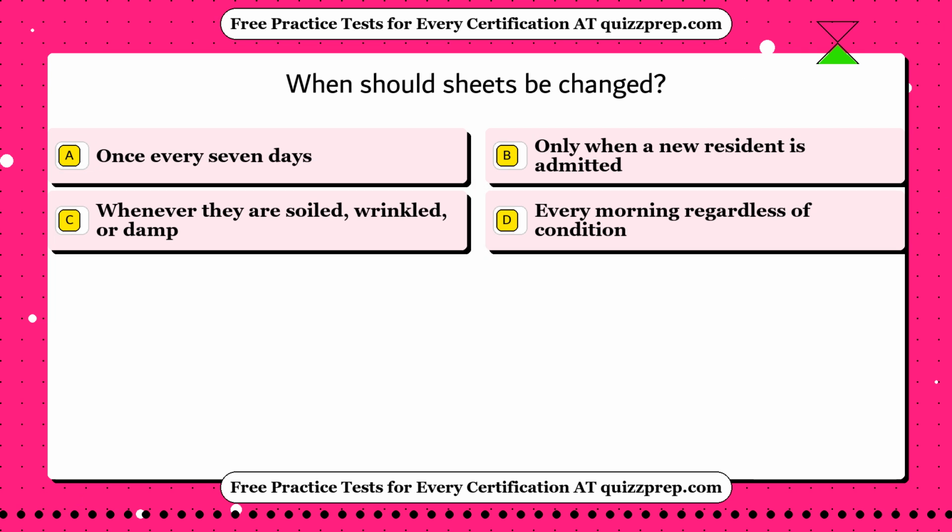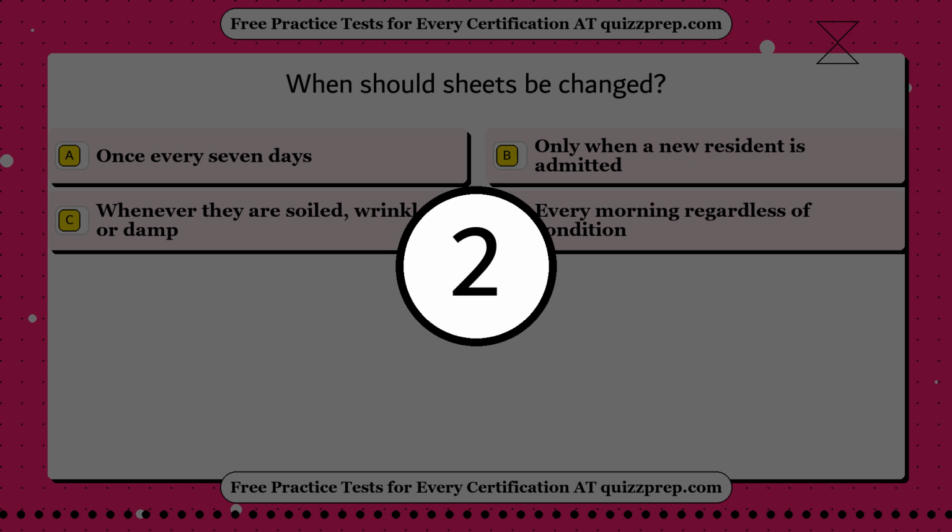Question 76. When should sheets be changed? Option A, once every 7 days. Option B, only when a new resident is admitted. Option C, whenever they are soiled, wrinkled, or damp. Option D, every morning regardless of condition.